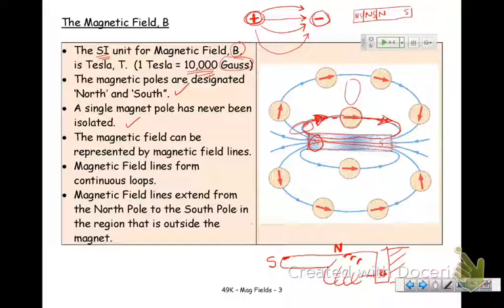Magnetic field can be represented by magnetic field lines. Magnetic field lines form continuous loops, whereas in electrostatics they started on one charge and ended on the other. That's no longer the case. Magnetic field lines extend from the North Pole to the South Pole in the region outside the magnet.